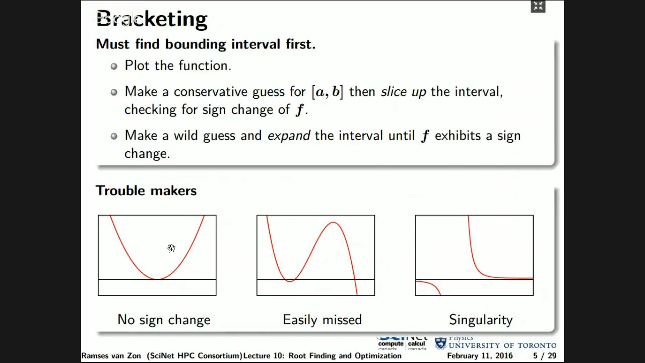Here are some troublemakers. If you have a function that has a root, so it's 0 there, but it doesn't actually change sign because it also happens to be a minimum, you're not going to be able to even bracket this root. There'll be very few numerical routines that will actually tell you where this root is, okay? Because you can't bracket it. You could have roots that are just below 0. That's the second one. And so they are easily missed.